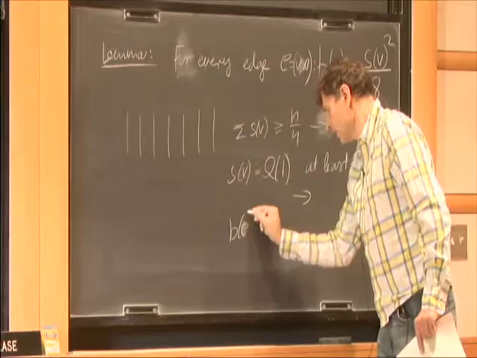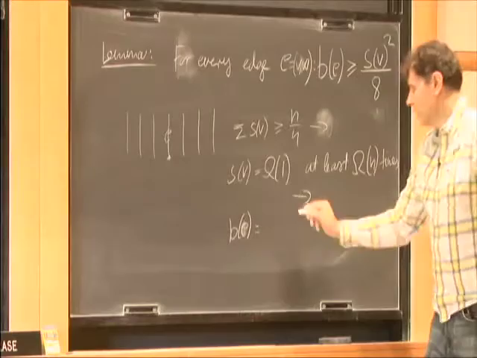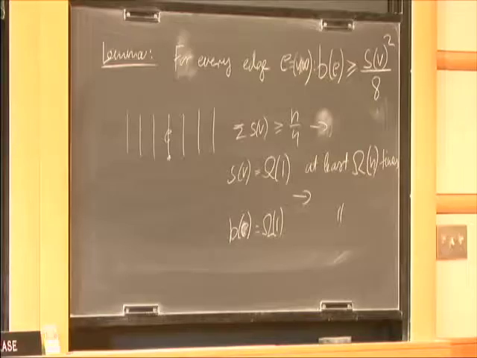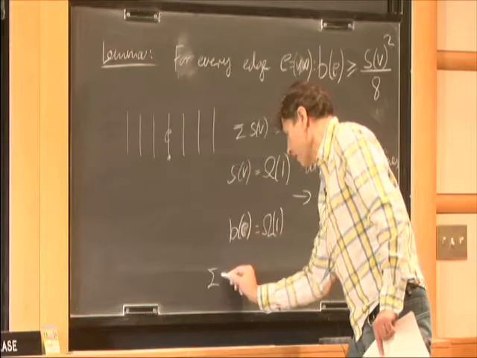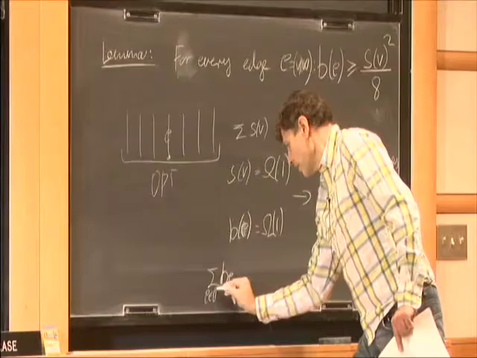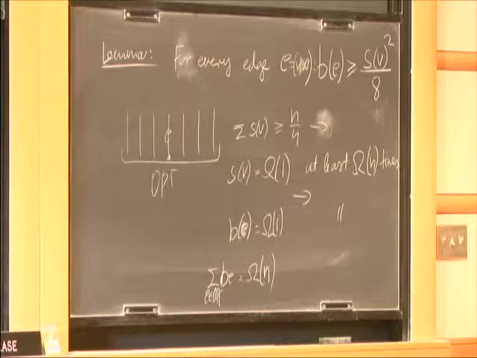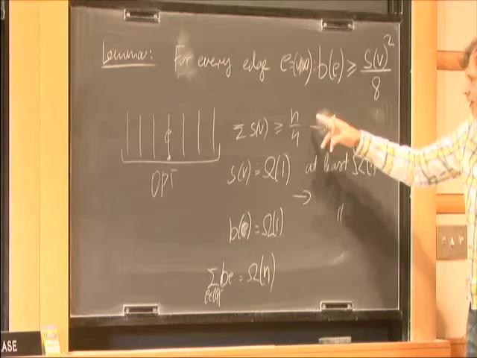Which means that BE, so now V is just a generic point. Actually, it does not matter which endpoint of the edge, but it implies that BE is omega 1 at least omega n times. And so that implies that the sum of BE for E in, okay, let's call the optimal matching opt, E in opt is omega n. And so that means that it's like n over 4 plus some other constant times n.